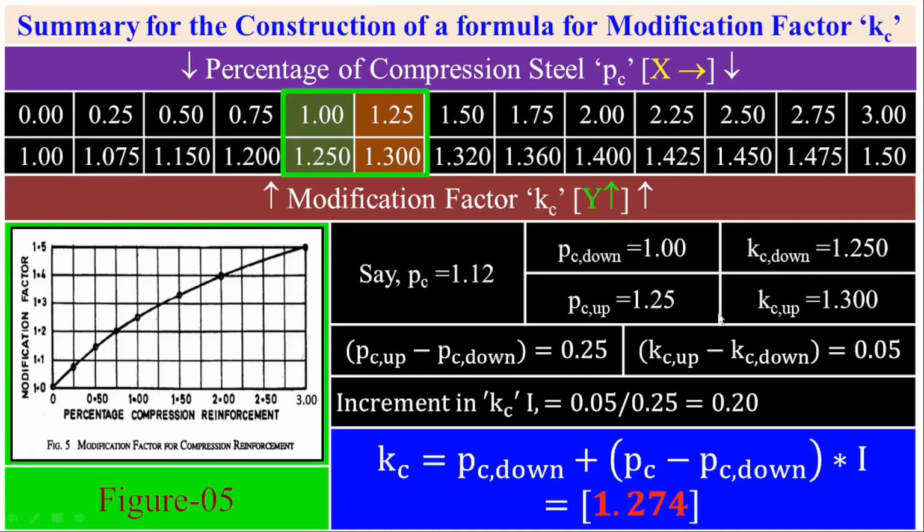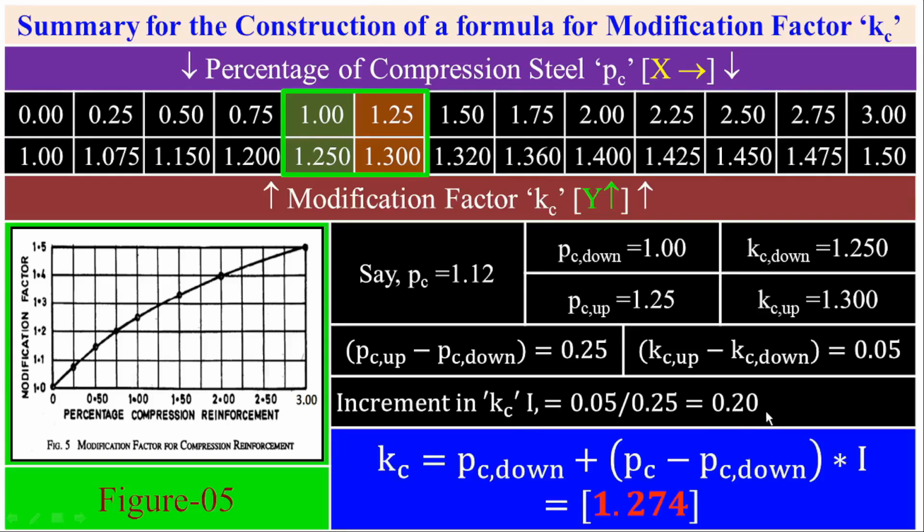Now, let's calculate the differences. PC up minus PC down equals 0.25. And KC up minus KC down equals 0.05. We then calculate the increment in KC for a unit increment of PC. Let's call this I. Therefore, I equals 0.05 divided by 0.25, which gives us 0.20.